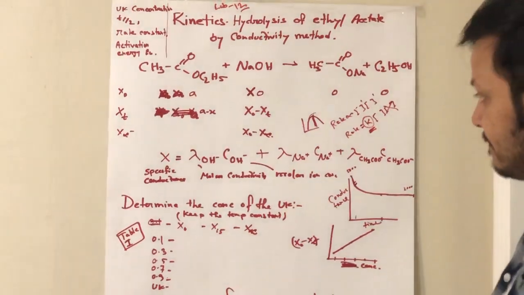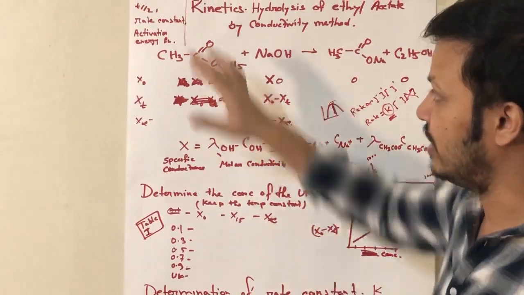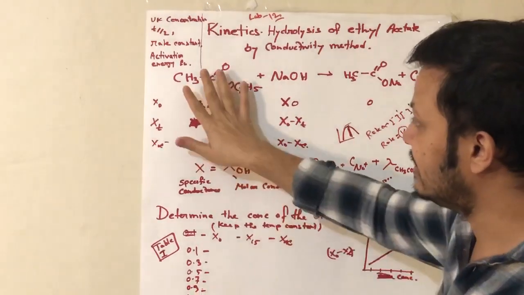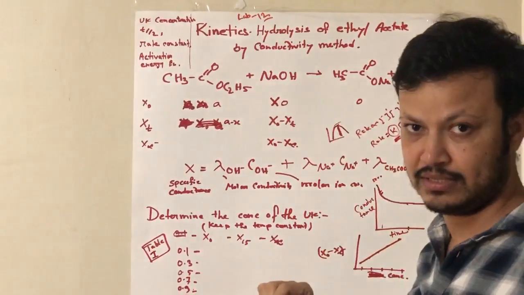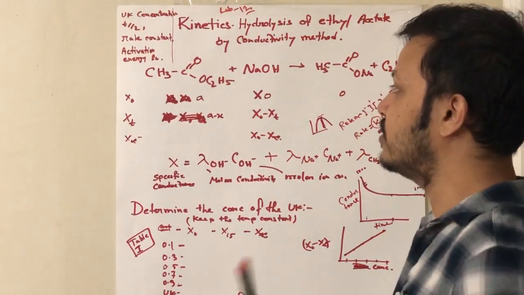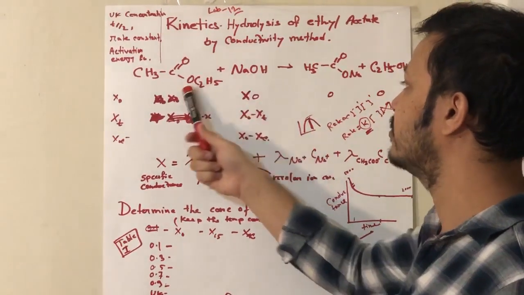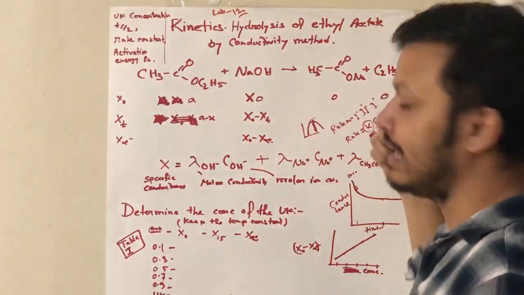So now I am explaining what we are going to find out from this lab. Ethyl acetate and sodium hydroxide, this is called the basic hydrolysis. There is also acidic hydrolysis, but this is the basic hydrolysis. So what's going to happen? This is the ethyl acetate and sodium hydroxide. These two are going to form sodium acetate and alcohol.